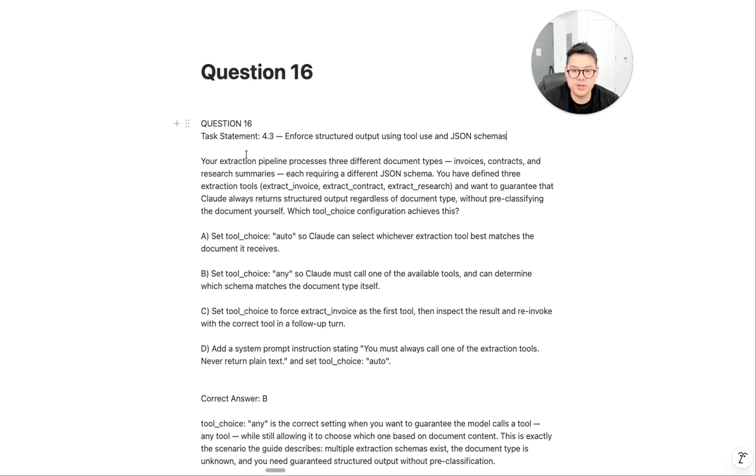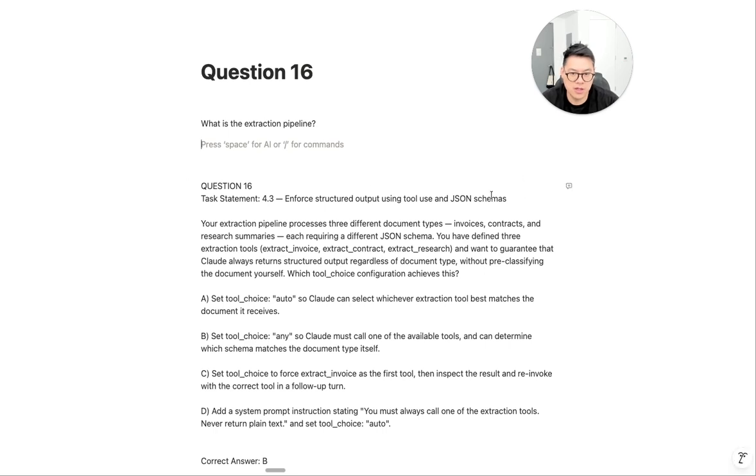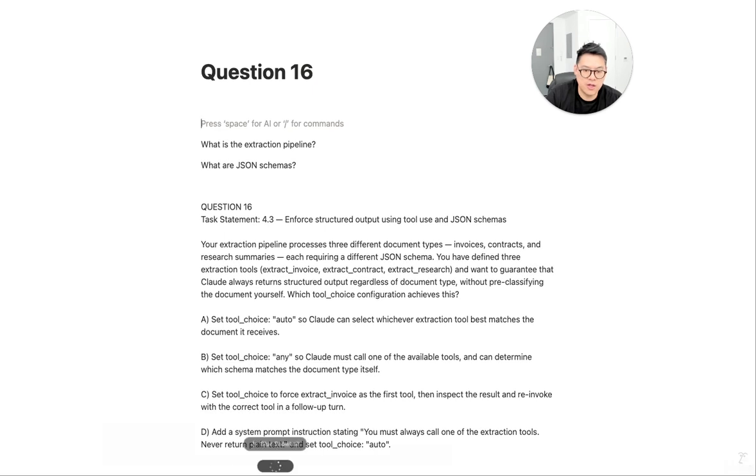Your extraction pipeline. Got it. All right, so I am going to go out there and actually add this. What is the extraction pipeline? And what is JSON schemas? Oh, well, I should even talk about this. What is a structured output using tool use? And what does it mean when it's asking me to enforce it?